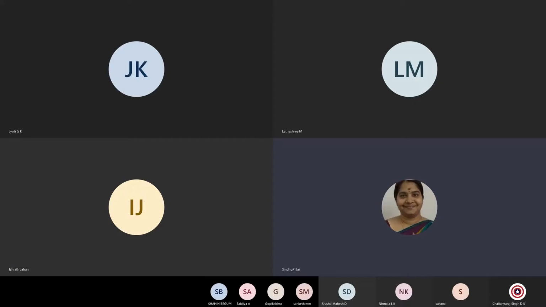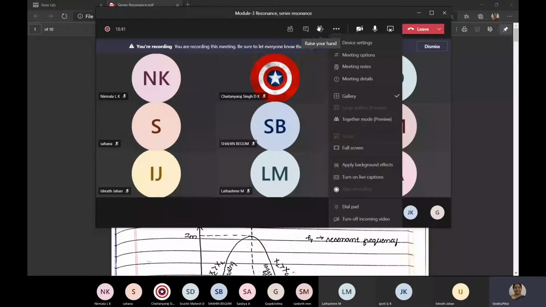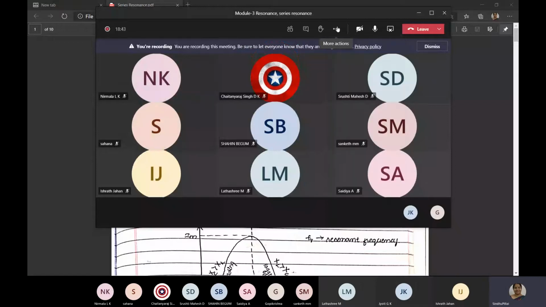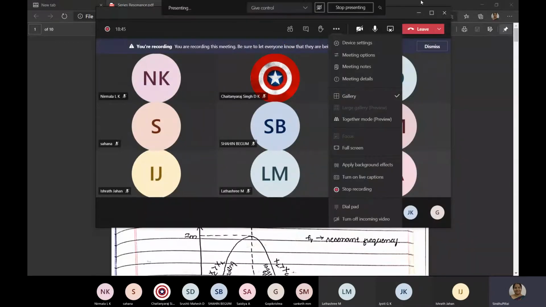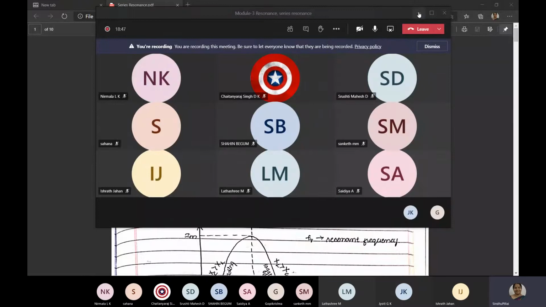Experiments in your PU1, PU2 level. A series resonance where a tuning fork will be taken and we'll be using. Okay, so we'll go on with our resonance topic.